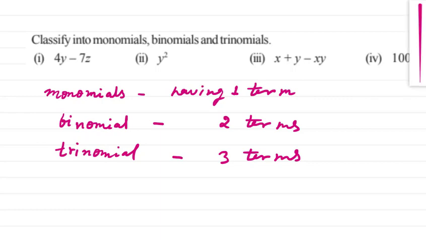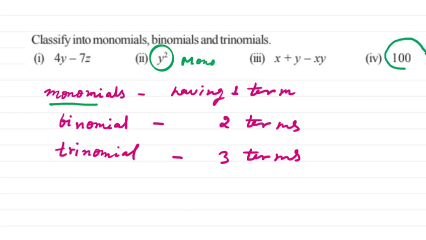Now in this given question you have to tell which one is monomial, binomial and trinomial. So you can see the second one, here only one term you have, so that means it is monomial. So this is monomial. I'm just writing MO. Okay, monomial I've written. Now this is also monomial, only one term you have, 100, so this is also monomial.